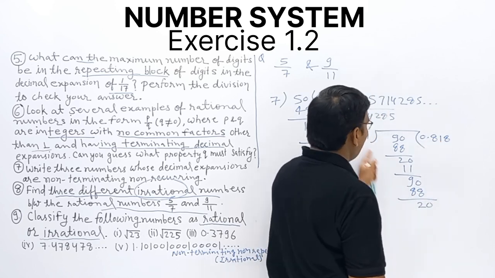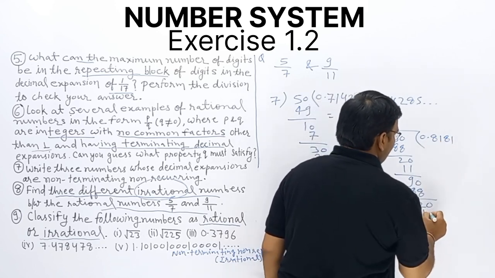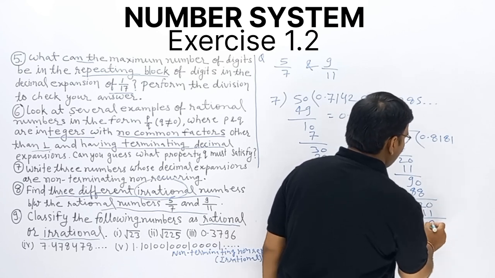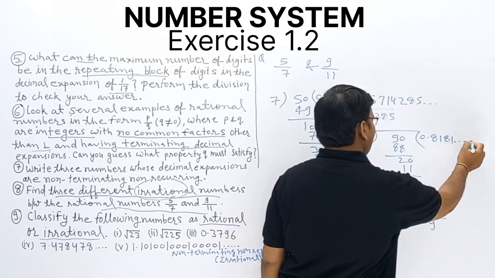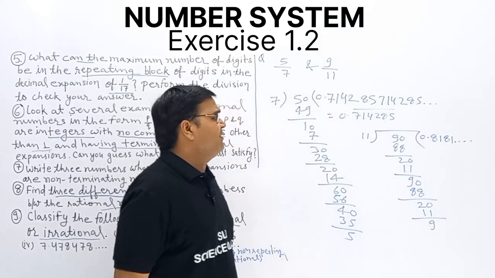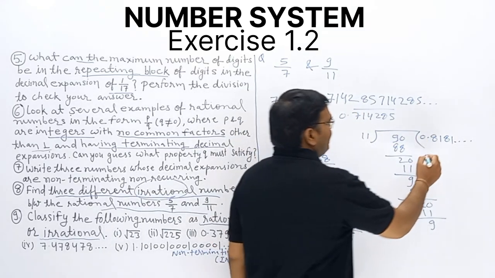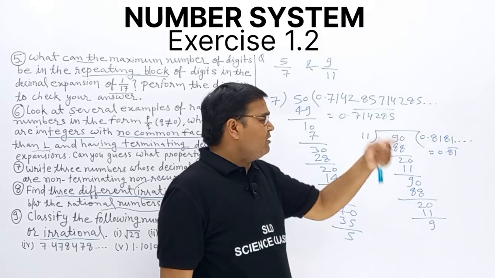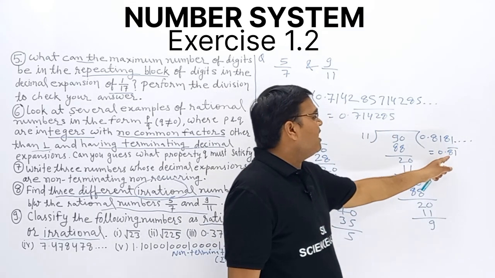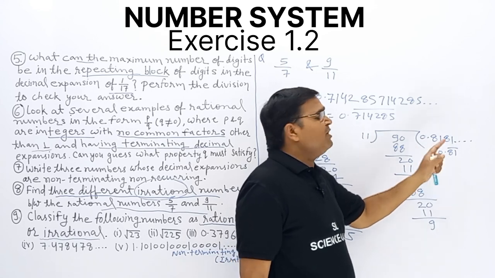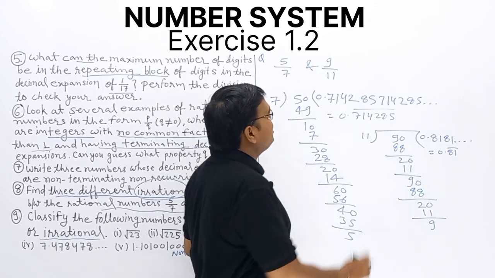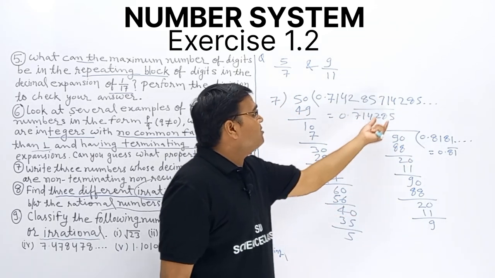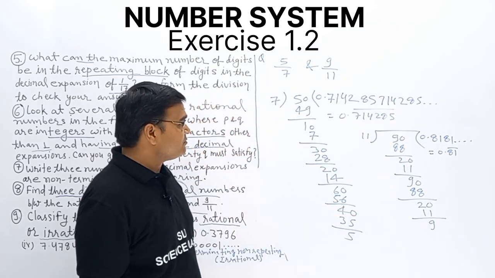We can use 10. How many times? 1 time. 11. Again we are getting 9. Again we are getting what? 9. And this process is going on and on. So in this question we are getting 0.81. After 2 digits we are repeating. So in this we have a 2 digit repeating block. But in the first, how many digits does the repeating block have? 6 digits repeating block we are having.